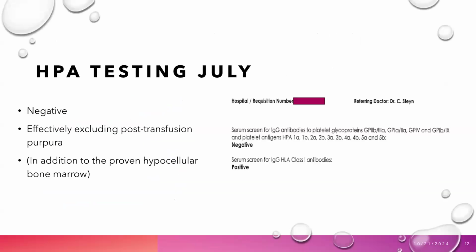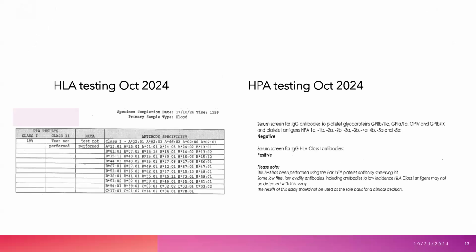Again, her HPA testing in July at this presentation was negative. So again, just to re-emphasize that at this point we excluded post-transfusion purpura, and she had the proven hypercellular bone marrow, so it was felt that that was not the case, as you can also see on the result, serum screen for IgG antibodies to these platelet glycoproteins. Again, the same testing was repeated a few months later in October with similar results. HPA testing was also negative, and there was a positive serum screen for IgG HLA class 1 antibodies.